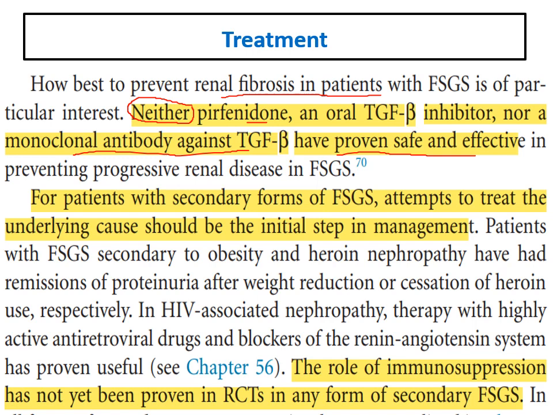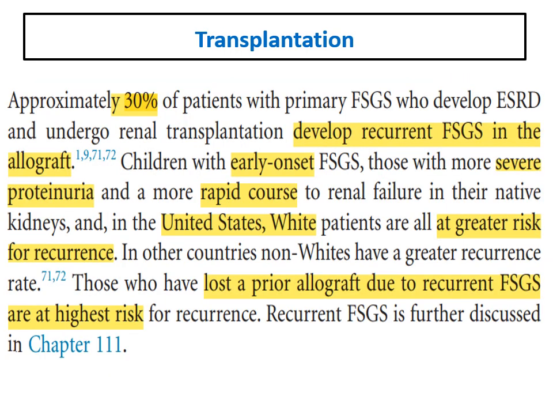Trying to prevent the fibrosis till now is not effective. For patients with secondary forms of FSGS, the main target is to treat the underlying cause, which should be the main entity of our treatment. The role of immunosuppression hasn't been proven in any forms of secondary FSGS. We shouldn't give immunosuppression for treatment of secondary focal segmental glomerulosclerosis.